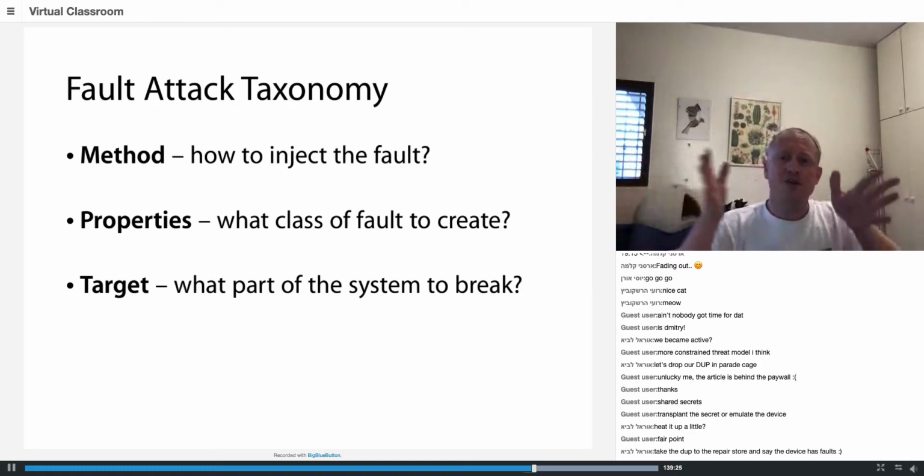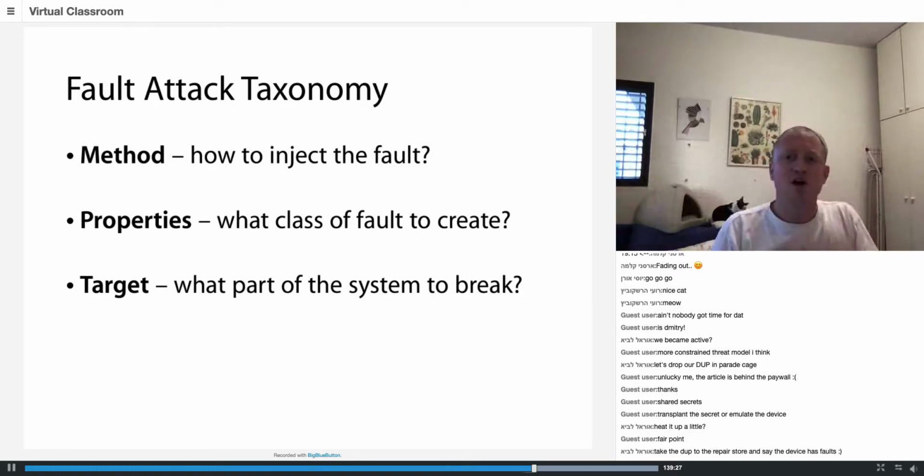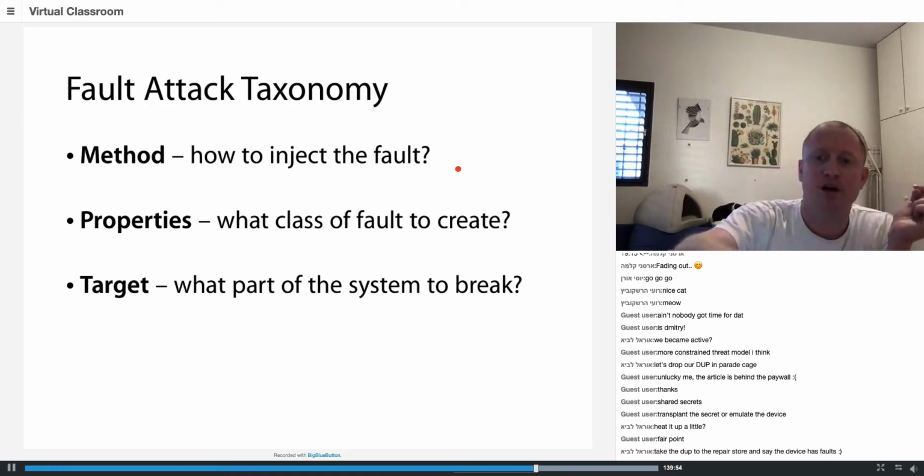There's a disciplined way of talking about fault attacks. These are the three axes which Verbauwhede, Schmidt and others suggest. I'm just going to say that a lot because it's fun that I memorized it. The first thing we can classify fault attacks by is how I inject the fault: the method. What is in my lab, in my attacker setting, that causes the fault to happen? This is the first aspect.